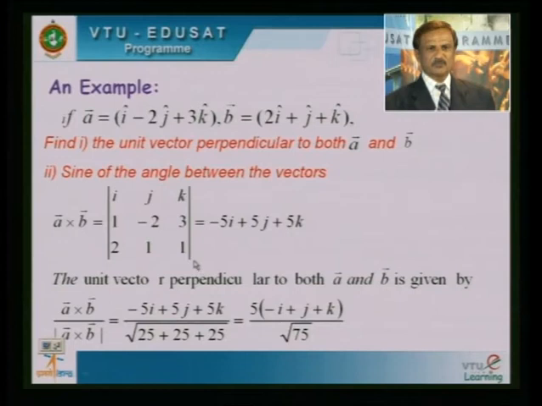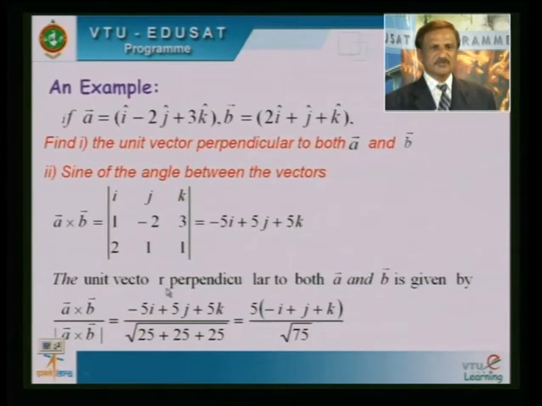So, 1 into 1 is 1, minus 6, is it clear? Minus of minus again becomes plus 5 j. And similarly, k: you can ignore the last column and first row, multiplication of 1 into 1, 2 into minus 2, again it becomes 5 k. Is it clear? This is the value of a cross b.